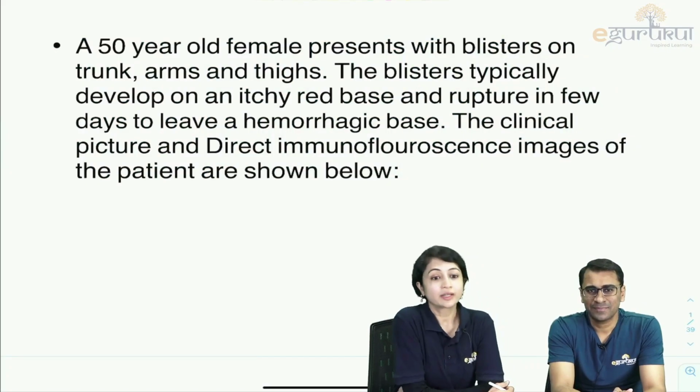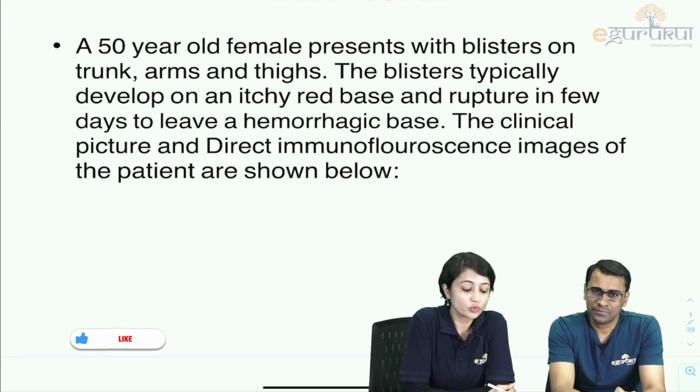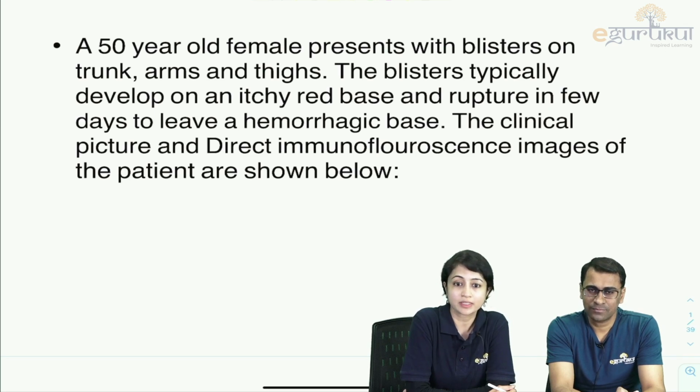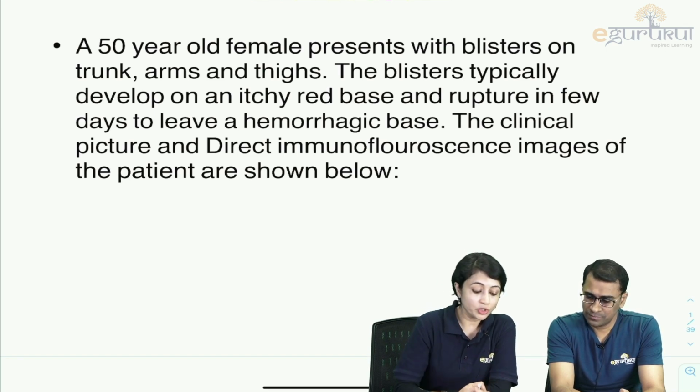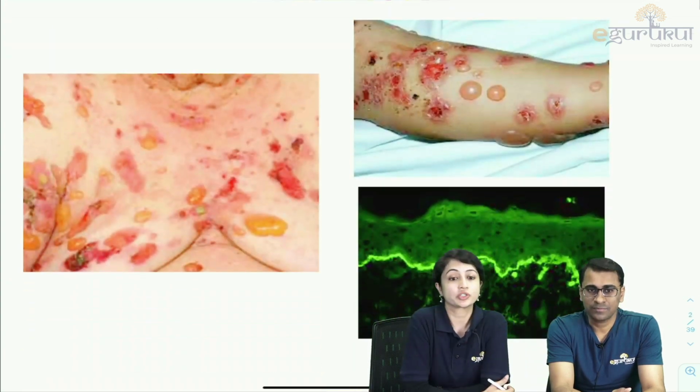So, the question that we decided for today's session is that we have a 50-year-old female who's presenting with blisters on trunk, arms and thighs. Now, the blisters typically develop on an itchy red base and rupture in a few days to leave a hemorrhagic base. Now, we have given you a clinical picture and direct immunofluorescence image of a patient.